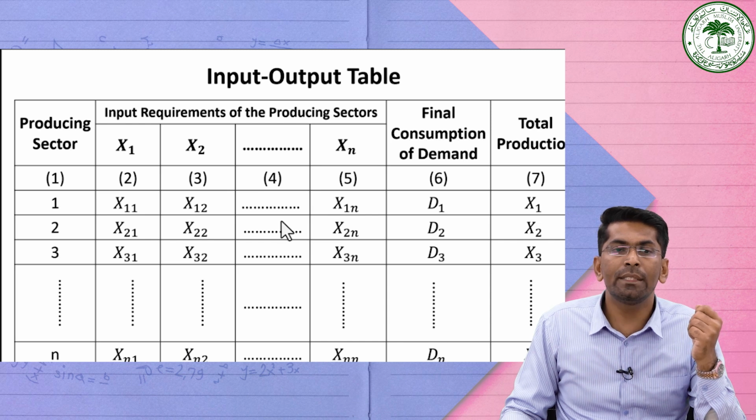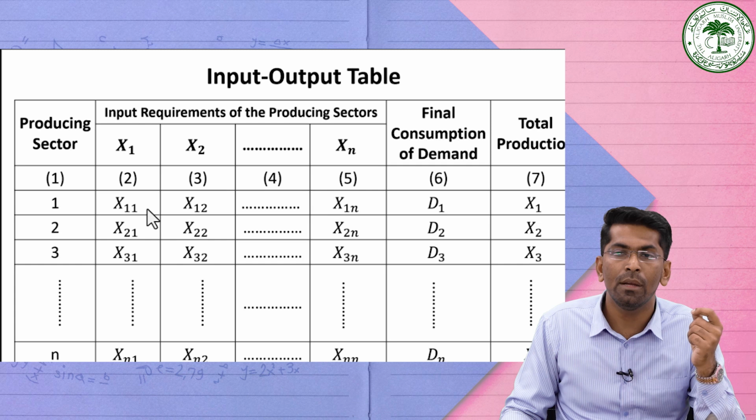The first row is the column headings, and the second row shows the column numbering. The real story starts from the third row. The row here indicates the proportion of output from the other sectors that is required as an input by sector 1. Here it is sector 1.